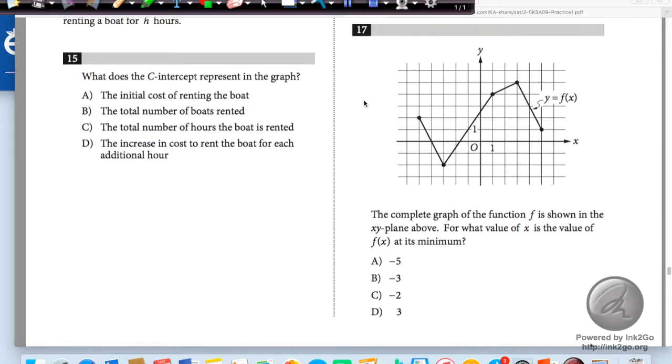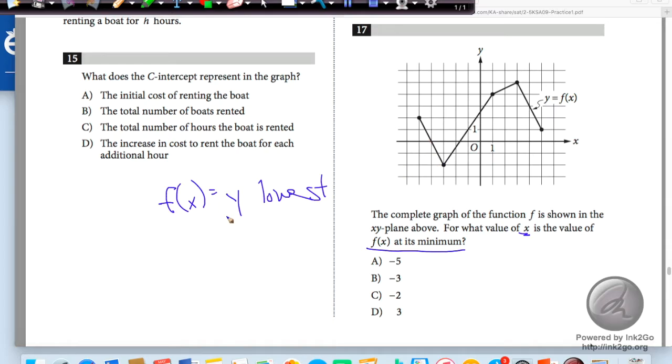Okay, so here I see I have another graphing problem, and it looks as though they give me some sort of f of x equation. Okay, I see various points. Good. The complete graph of the function f is shown in the xy plane above. For what value of x is the value of f of x at its minimum? Okay, so they gave me a hint. Whenever it says f of x, really what I'm referring to is y. Now, what this is saying is, when is y lowest within my actual graph here that's illustrated?